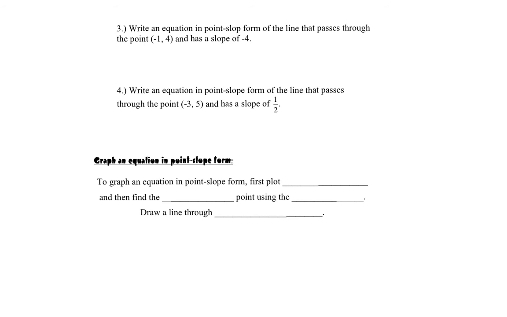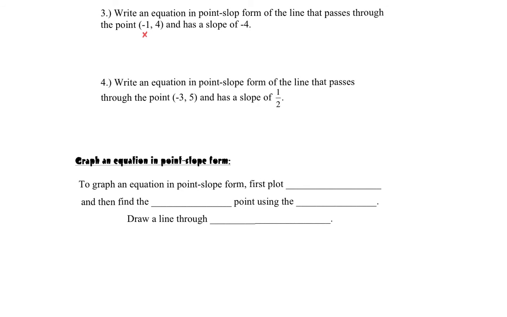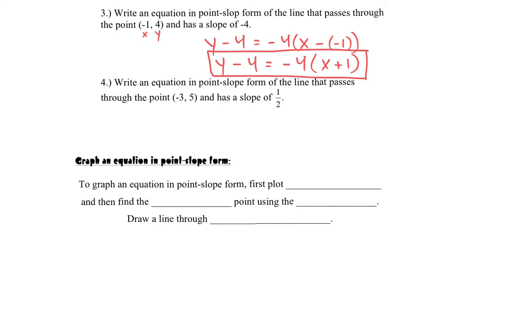Write an equation in point-slope form of the line that passes through the point (-1, 4). So again, there's my x, there's my y, and has a slope of -4. So this is going to be y minus 4 equals the slope, which is -4, and then in parentheses, x minus -1. So again, there we see that negative sign. And so we're going to change it to y minus 4 equals -4(x plus 1). Again, we want it to be as simple as it can be. So minus and negative, we want to change to a positive.